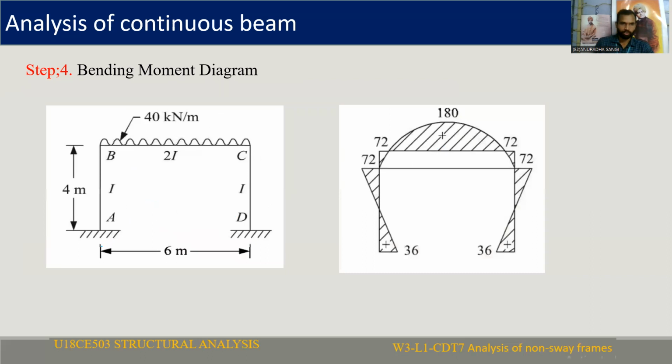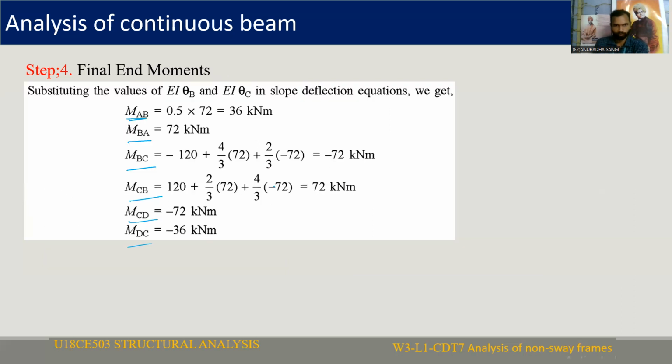So at A, MAB is equal to 36 kN-m that we are getting. MBA is equal to 72. MBC is equal to minus 72. MCB is equal to plus 72. Here we have plus 36, 72. This is minus 72. MCD is equal to minus 72.